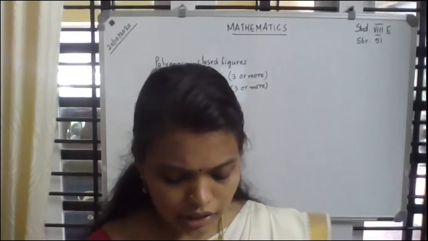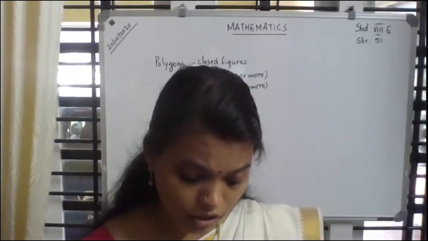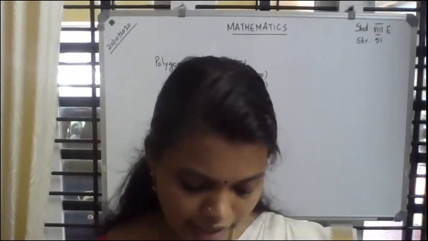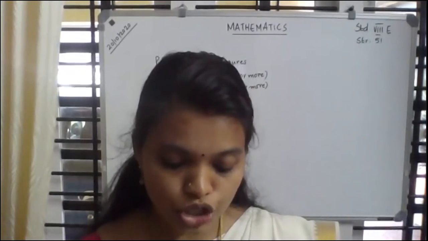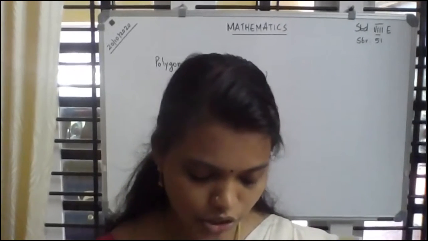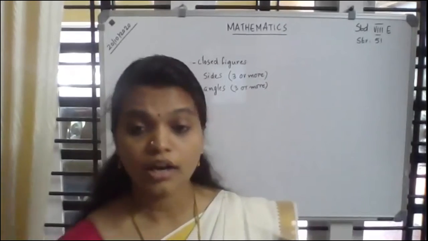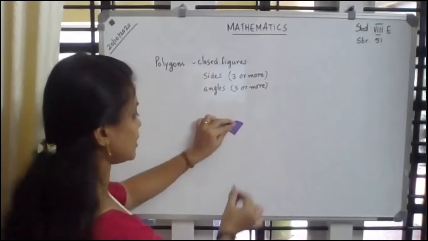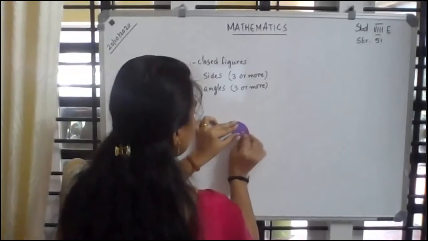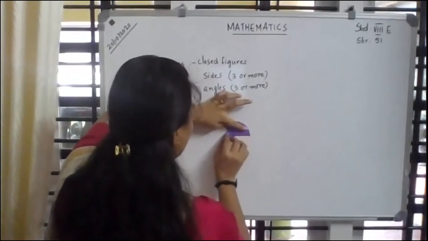Now take all the 3. How many angles did you get? Yes, there are 3 angles. Now join all the 3 angles you got. Take the 3 angles you got and join them like this.